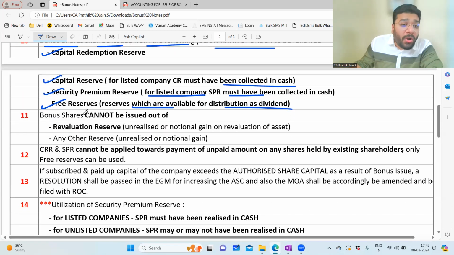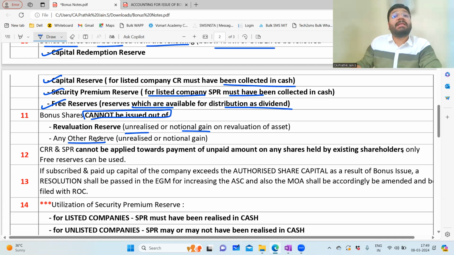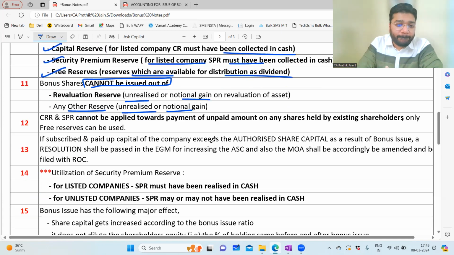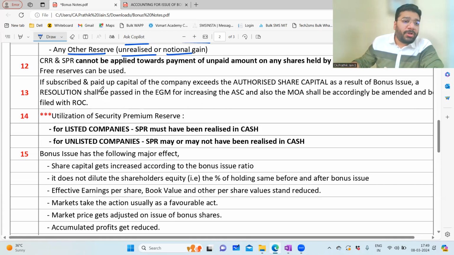Bonus shares cannot be issued out of revaluation reserve because revaluation reserve is an unrealized or notional gain. And in case you come across any other reserve in the question, and if you feel that it is not realized, even that is not to be considered for the purpose of issue of bonus shares. Online people, okay, not okay? Yes, sir. Points 12 and 13, keep them pending. I'll be discussing them in some time.